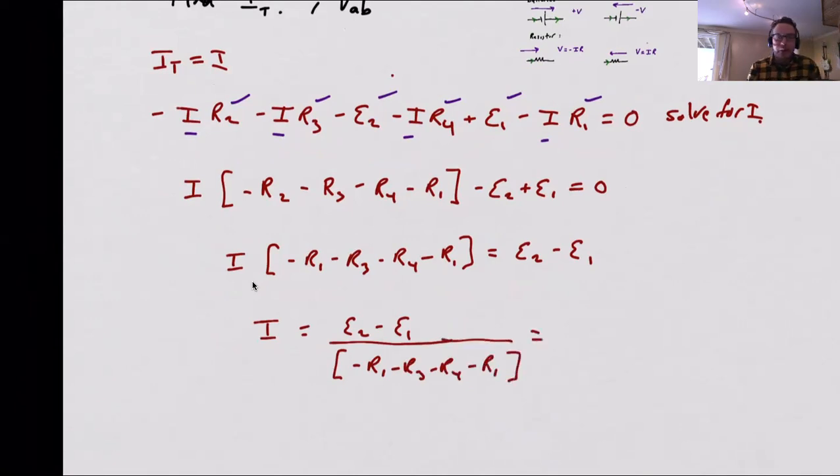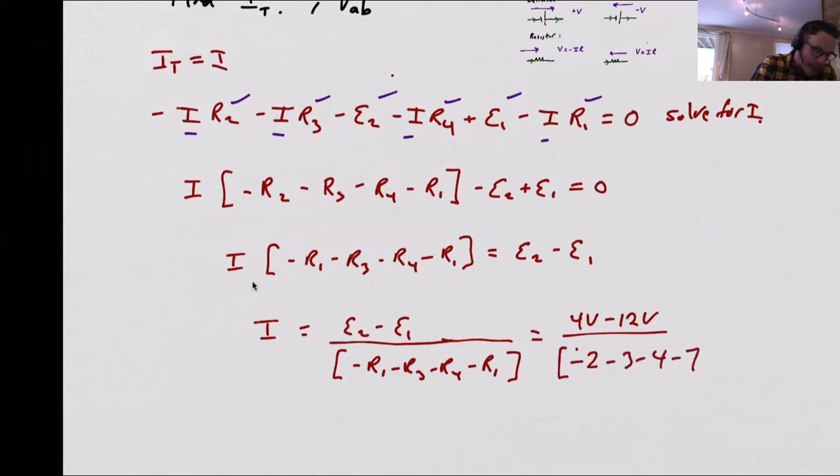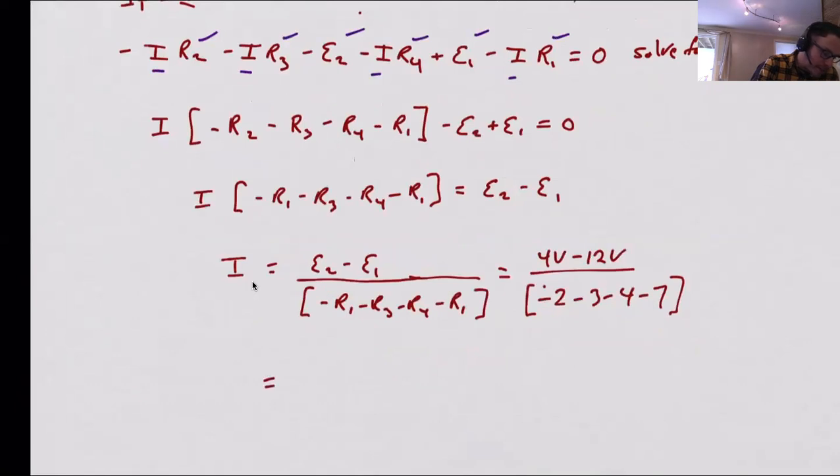Getting values for these: 4 volts minus 12 volts in the numerator. And then in the denominator, I have a minus 2, minus 3, minus 4, minus 7. So putting all that together, the numerator, 4 volts minus 12 volts, is negative 8 volts. In the denominator, we have negative 5, negative 9, negative 16 ohms. Negative divided by negative gives us positive 0.5 amps. And we have our current.